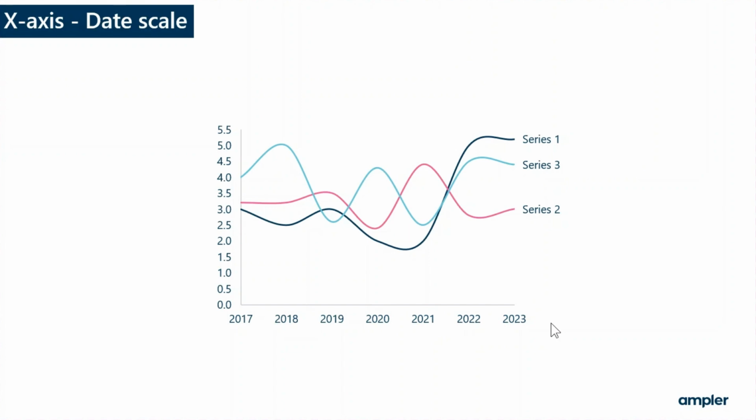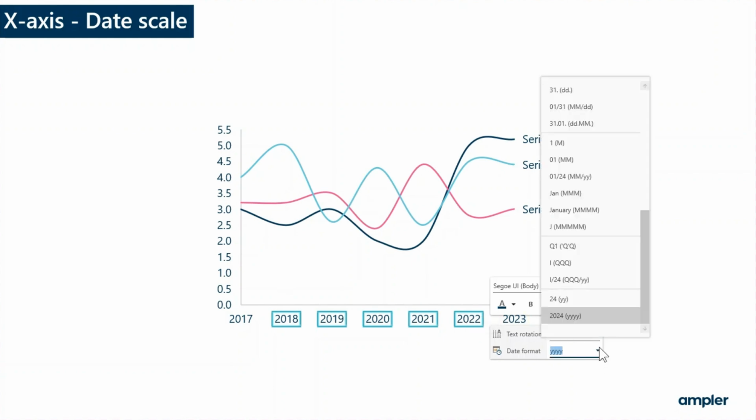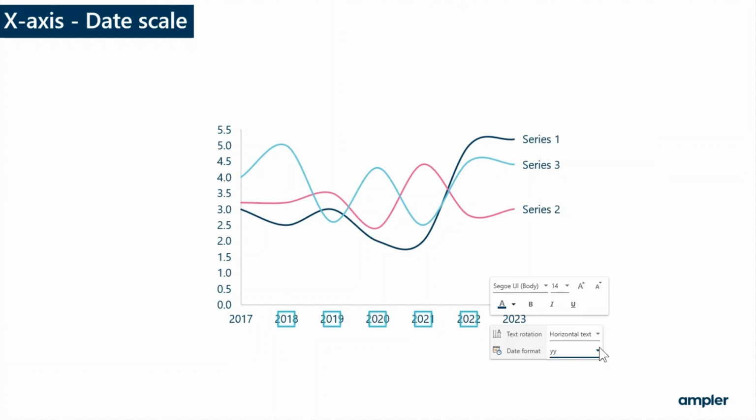Category labels can have different date formats. Select the labels you want to change and select the desired format from the Date Format Options menu, or type in the format directly using your keyboard.